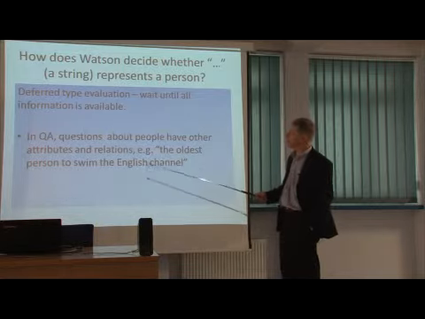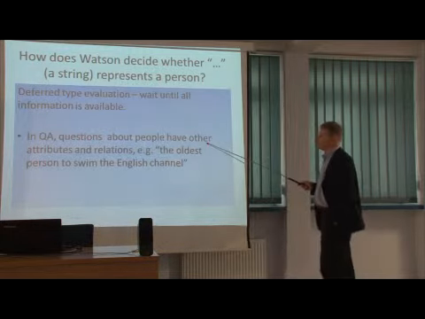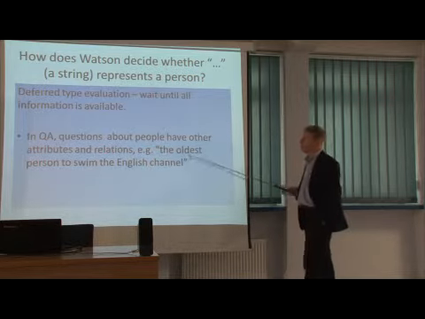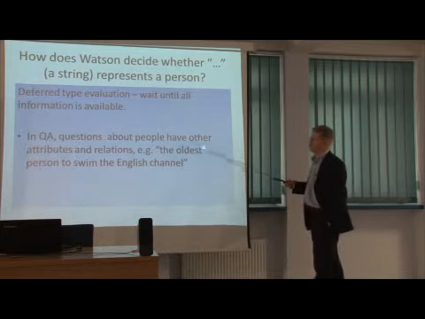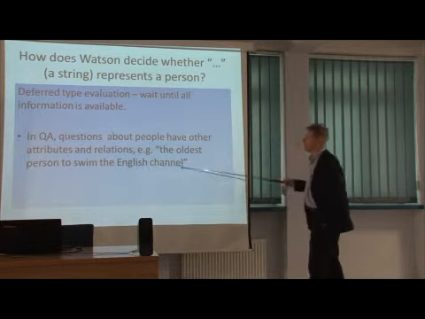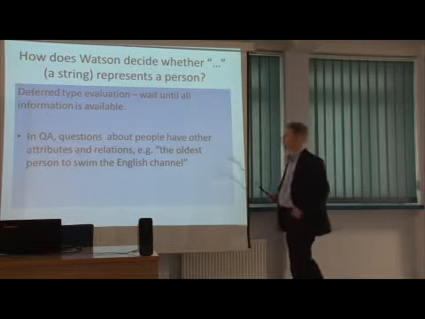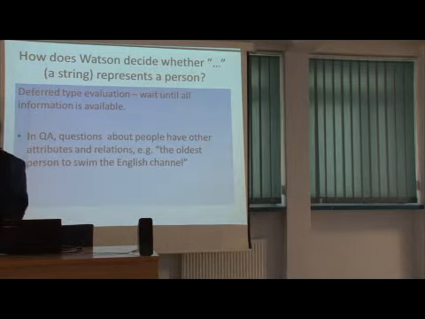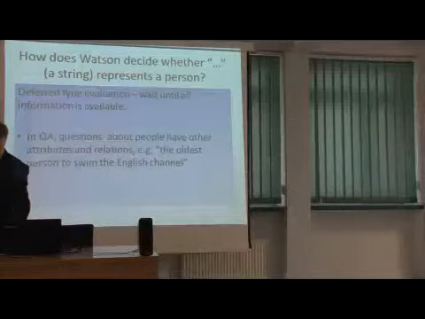So let's look at some examples. In question answering, questions about people usually have some other attributes and relations. So for instance, we can ask about the oldest person to swim the English Channel, all right? So we are not looking for just a person, we have some other attributes, some relations: swimming the English Channel and being the oldest among the people that are recorded somewhere in the database as the ones that managed to get from France to the UK or vice versa.